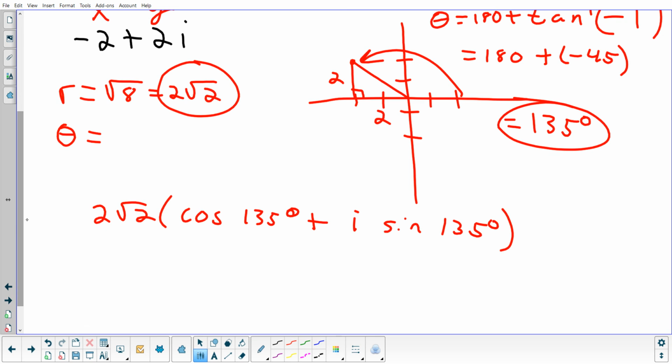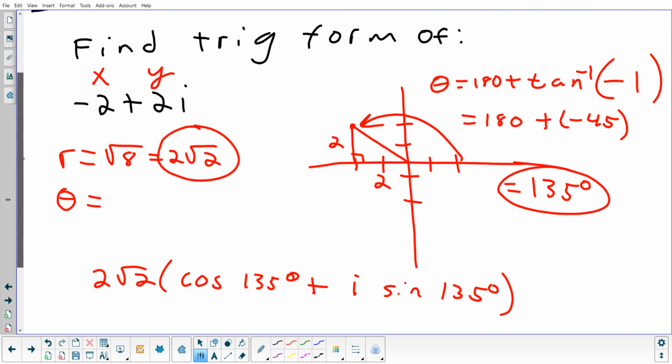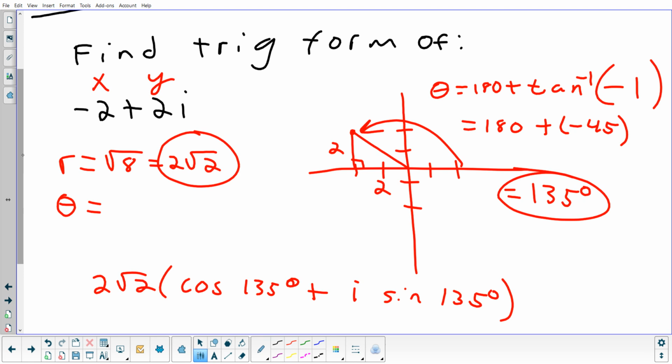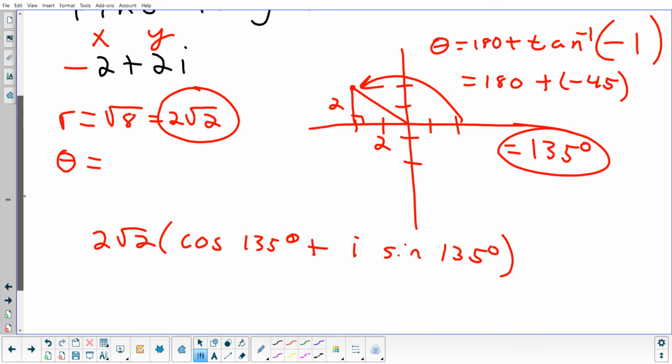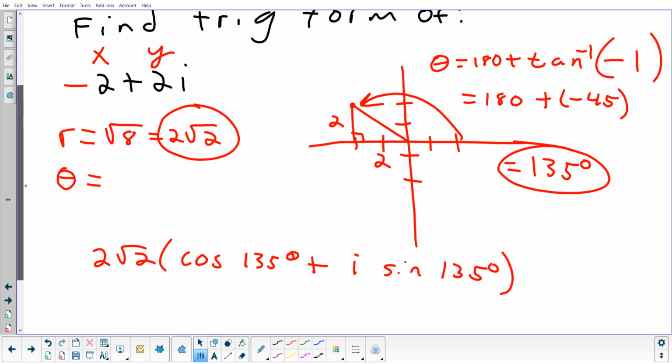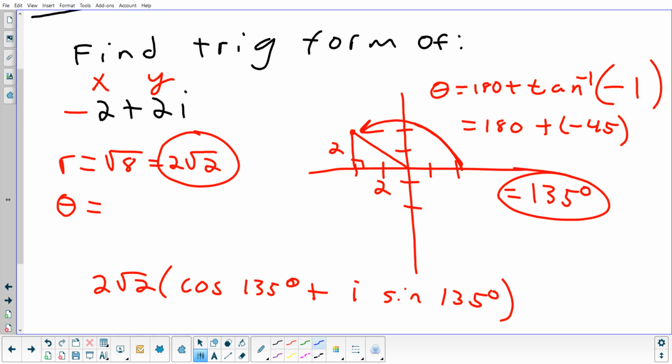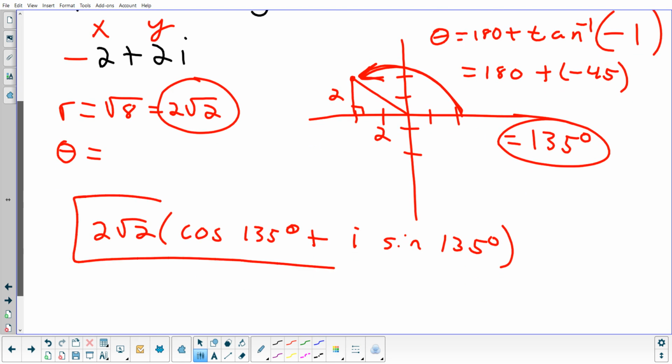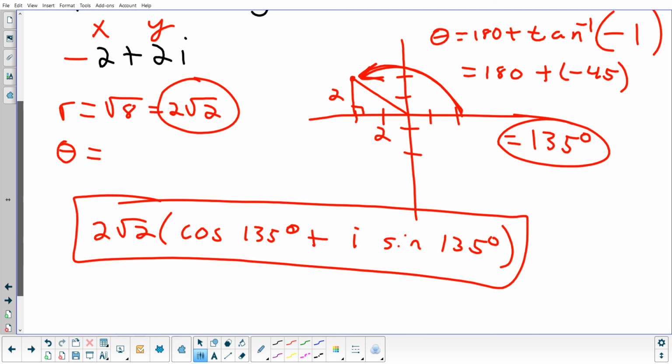Would theta not be 45? Well, 45 would be a quadrant 1 angle. And we're in quadrant 2. Okay. So if you had this, then yes. Now your angle would be 45 degrees and your radius would be exactly the same. But that causes it to be 135. Just remember, this is the angle you're looking for. Like that. Okay. Any questions on that?